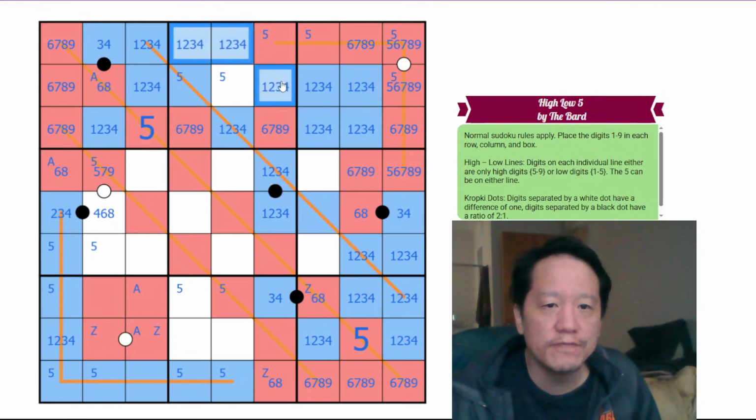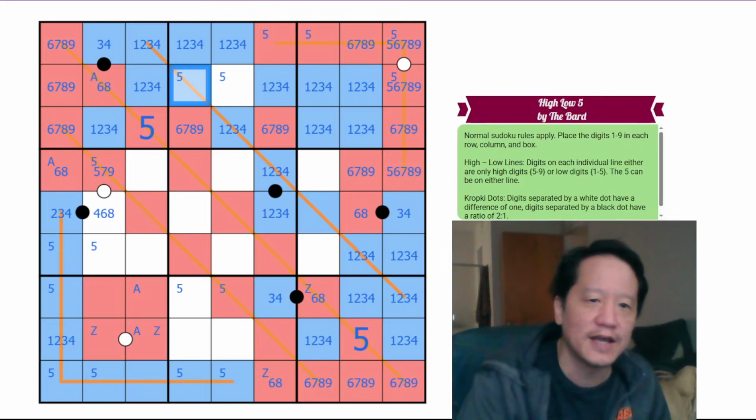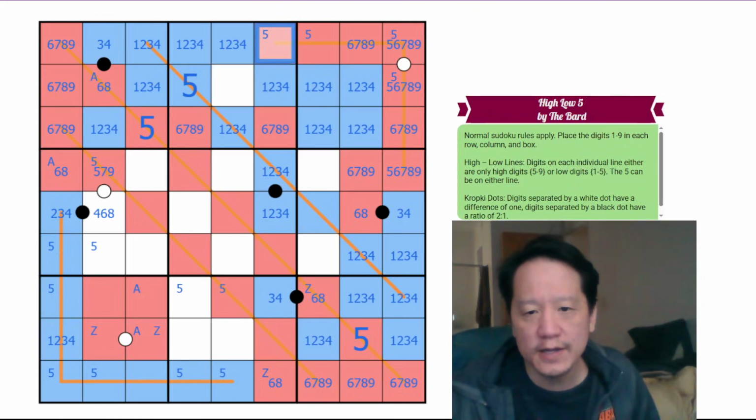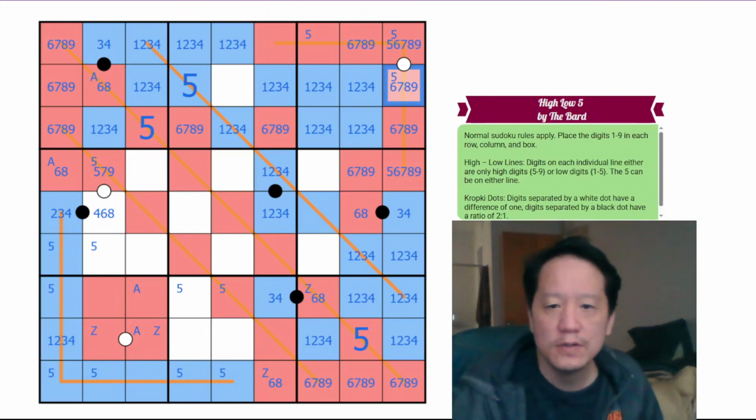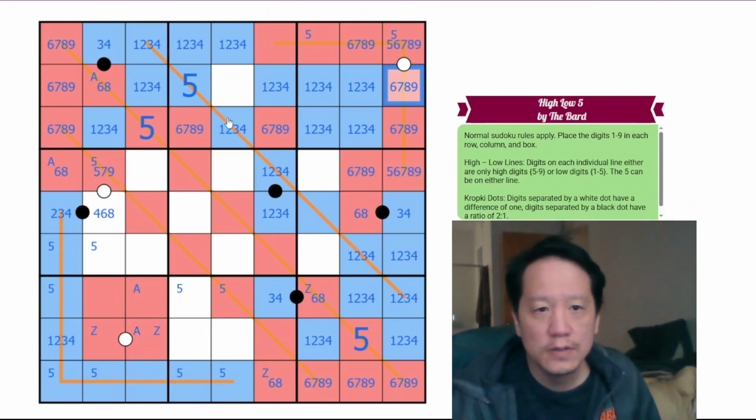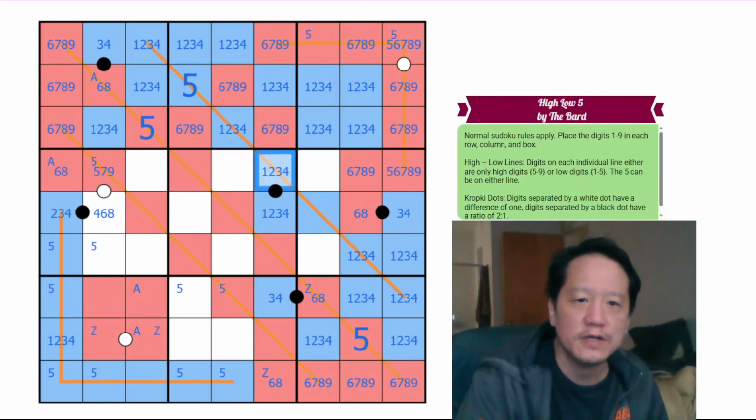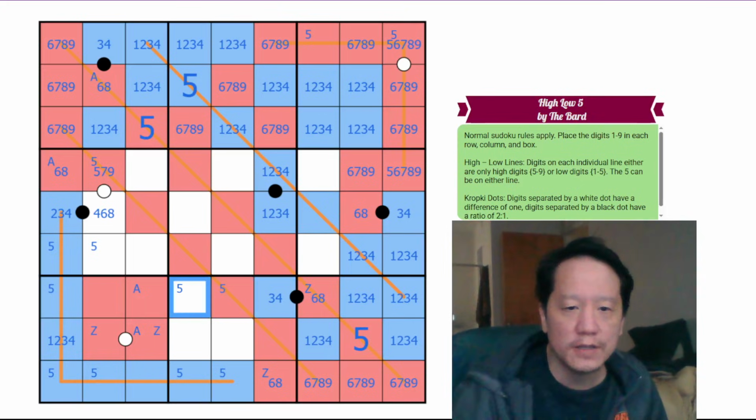So we have 1 through 4 in box 2, which eliminates 1 through 4 in the rest of the box. So this has to be 5 here. So this is 5. This cannot be 5 here. This cannot be 5 here. So this is remaining as a high digit. And a 6 through 9 here. 6 through 9, 6 through 9. No 5s remaining in the column.